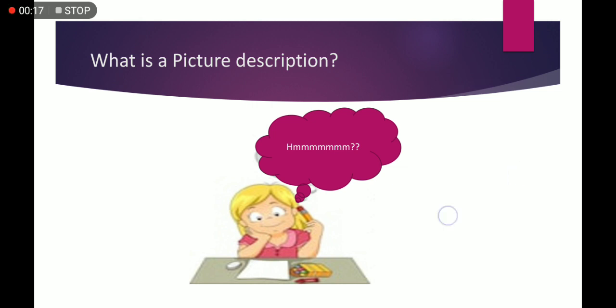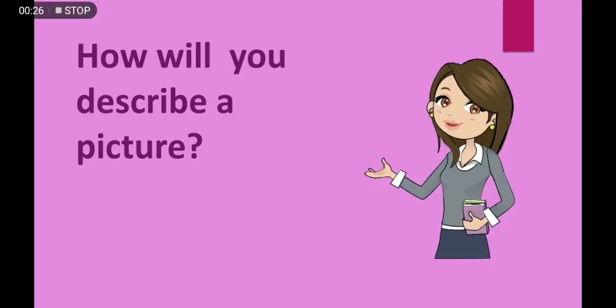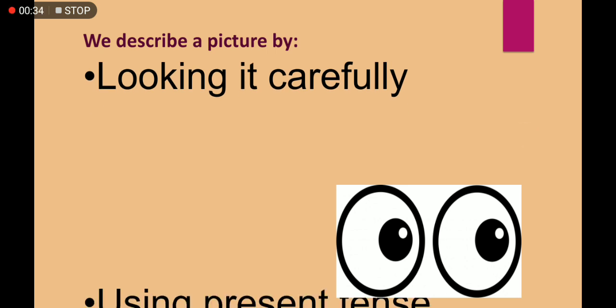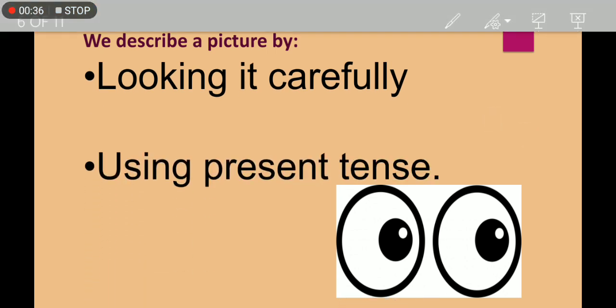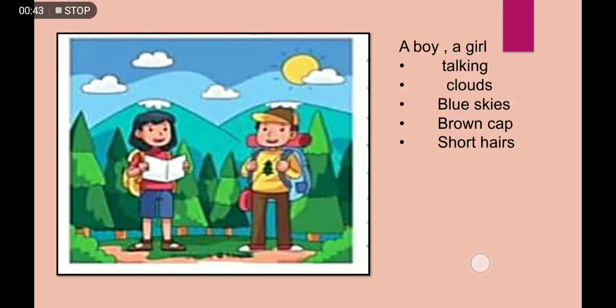Think about it. In a picture description, you see a picture and you write about it. It means that you describe a picture. The question comes, how will you describe a picture? We describe a picture by looking at it carefully, using present tense, using action verbs, using nouns and using adjectives. You all are familiar with all these terminologies.